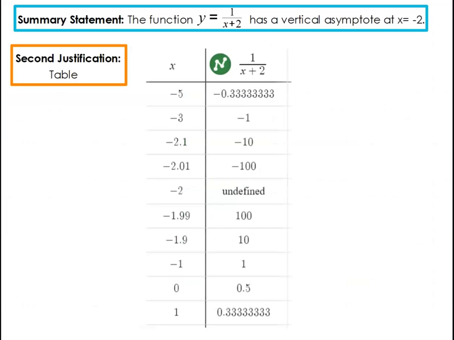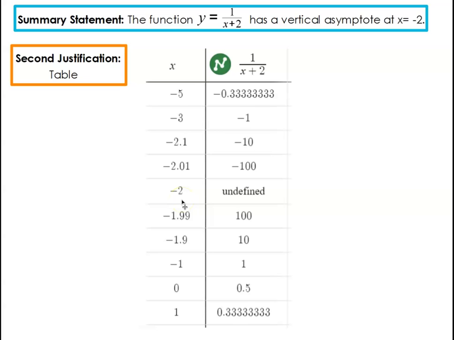Now let's look at another representation to justify this summary statement. Here's a table. Let's take a look at this table for f of x or y. Looking at the y values, hopefully you notice a trend here. If we're starting at negative 5, we have negative 0.33333 repeating. Then we go to negative 1, which is more negative, negative 10 more negative, negative 100 more negative. And then we get an undefined value at negative 2.